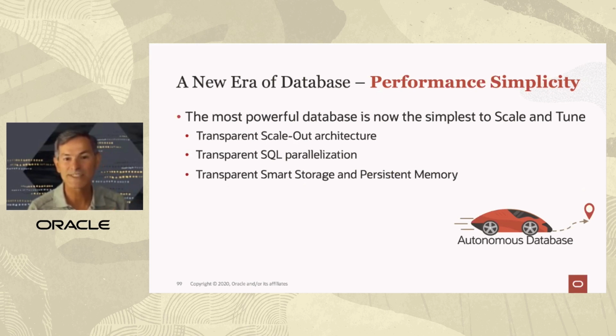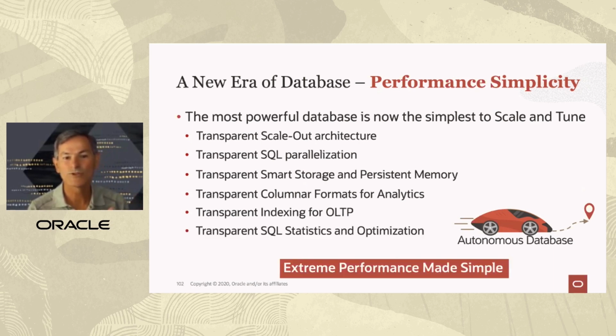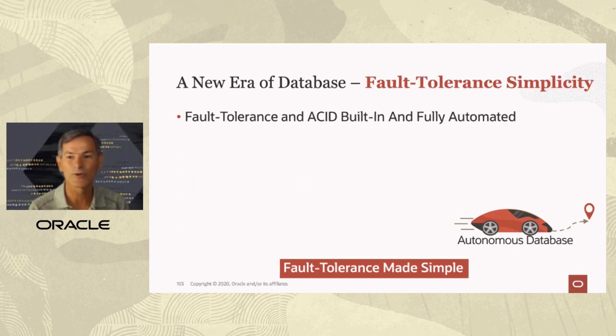We provide transparent smart storage with persistent memory in our Exadata platform that runs Autonomous Database. We provide transparent columnar formats, in-memory columnar formats for accelerating analytics. We automatically index the data for OLTP based on the exact workload, and the indexing dynamically changes as the application changes. And we transparently create SQL statistics and optimization to keep your application tuned. So extreme performance, which used to require a lot of work, is now super simple with Oracle Autonomous Database.